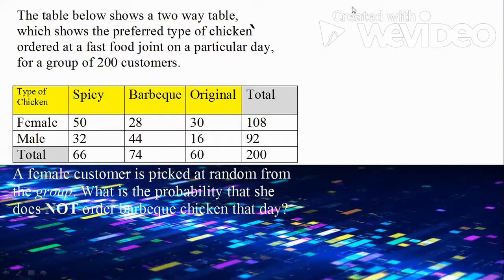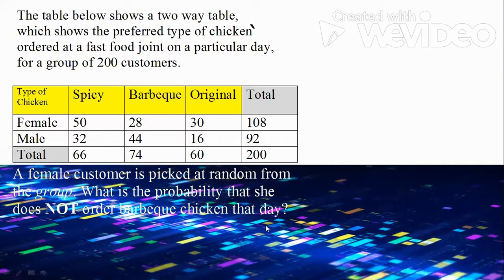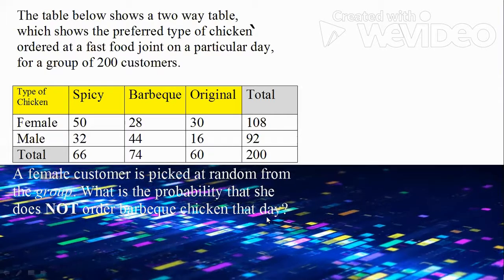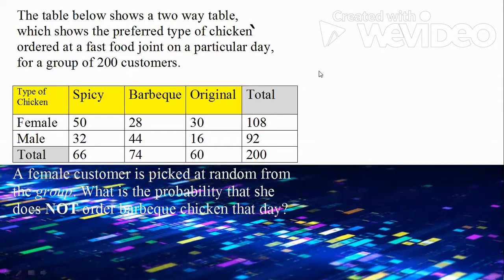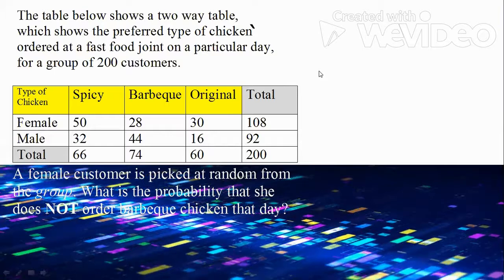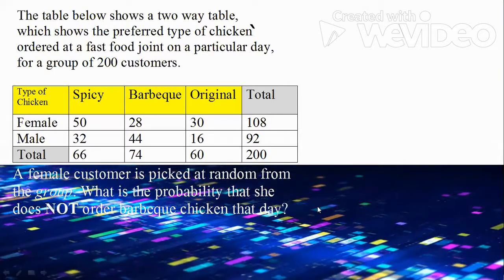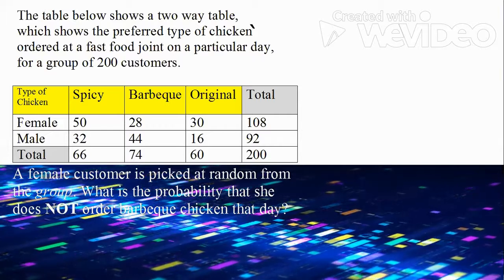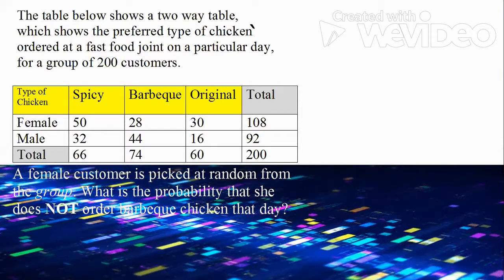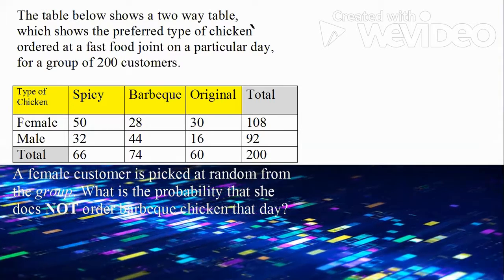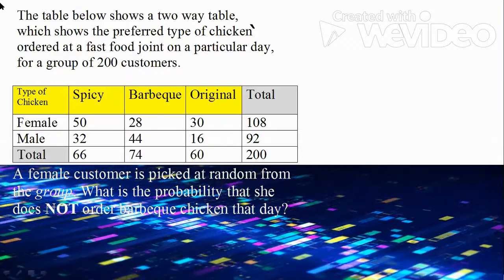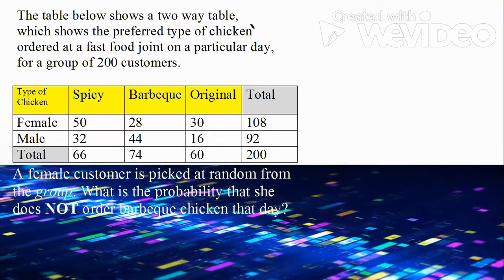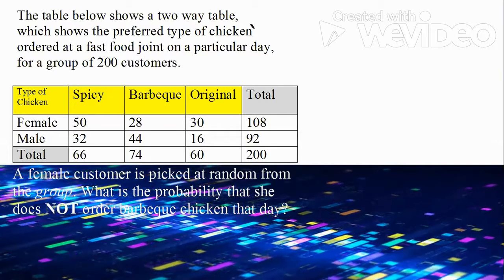Alright, so this question here looks a bit complicated, looks pretty long, but it's not that complicated. Alright, so it says the table below shows a two-way table which shows the preferred type of chicken ordered at a fast food joint on a particular day for a group of 200 customers. Alright, so let's look at the table.